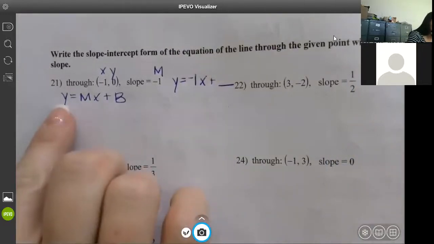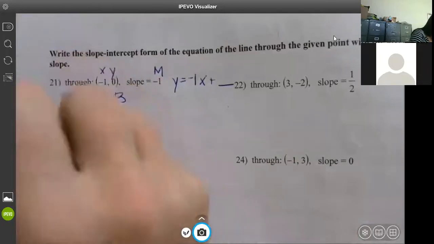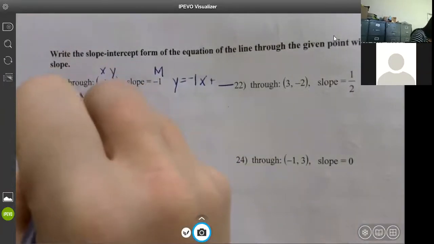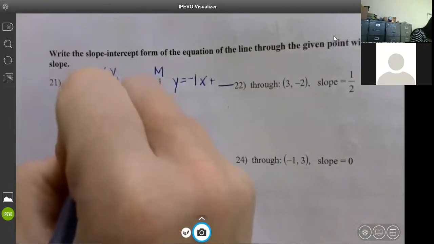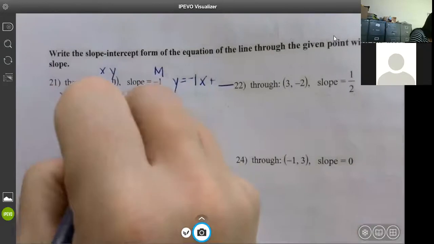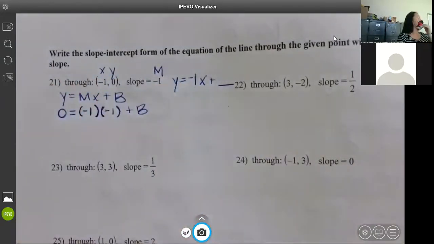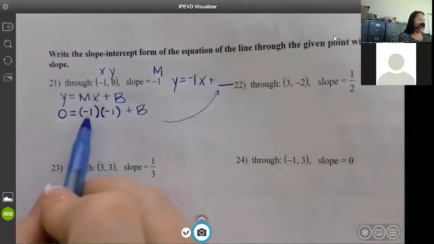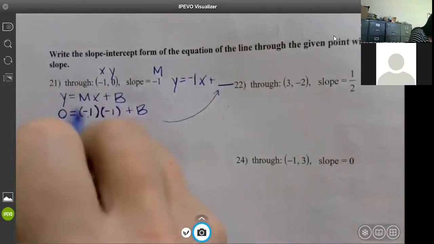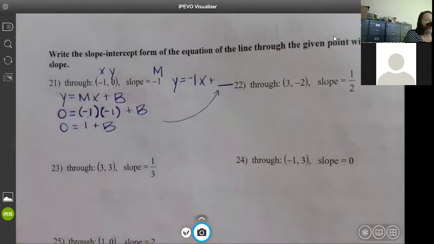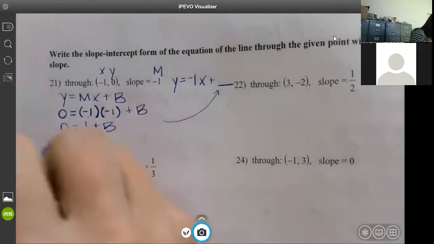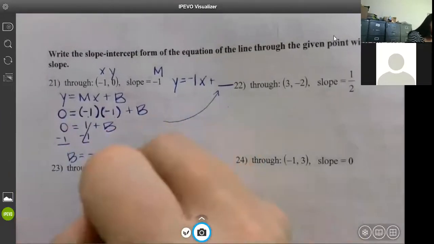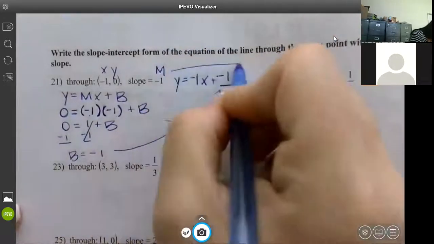What is your y coordinate? We're going to plug that in right here. What is your m or your slope? -1. What's your x coordinate? -1. And then we have plus b because we don't know b, that's what we're solving for. And whenever we finish, it's going to go right there in that blank for our answer. Okay, so this is solving equations. What's a -1 times -1? +1. How do I get rid of +1? And I get b equals -1. 0 minus 1 is -1. That is what goes in the blank. This is your answer.